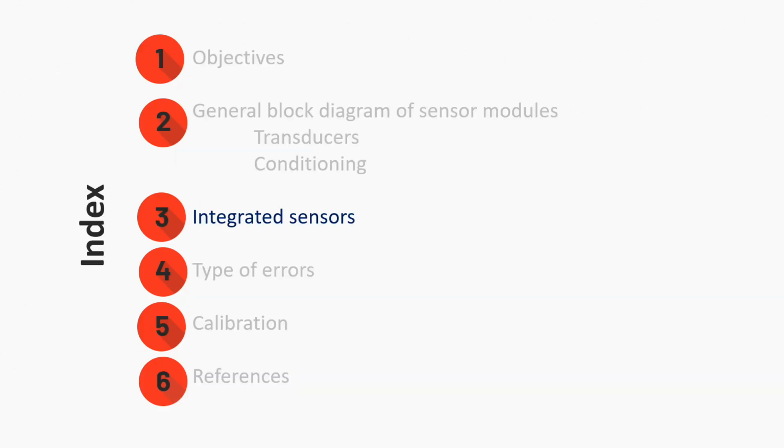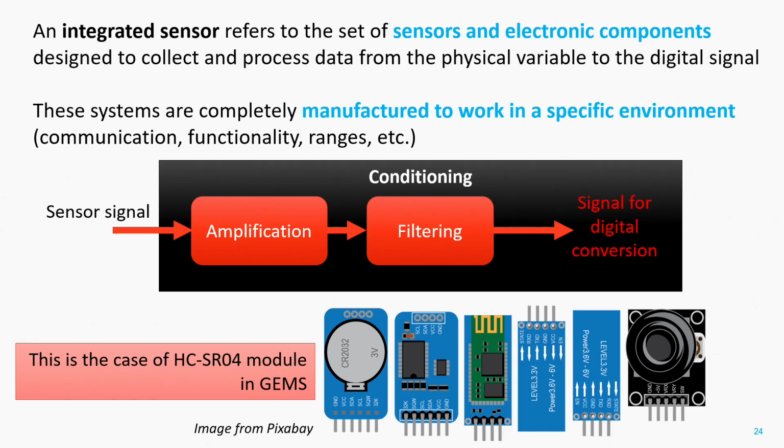So we can now go further into the integrated sensors that we can find in the GEMS project. What is an integrated sensor? It refers to a set of electronic components designed to collect and process data from a physical variable in order to give directly a digital signal to be processed in a microcontroller. These systems are completely manufactured to work in a specific environment. That means with a specific communication channel for the microcontroller, a specific functionality, ranges, and errors.